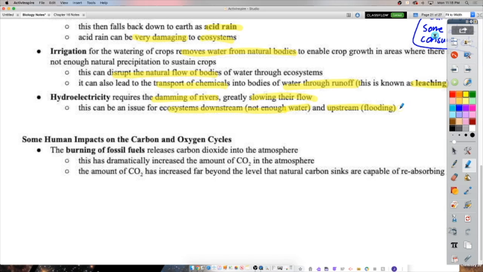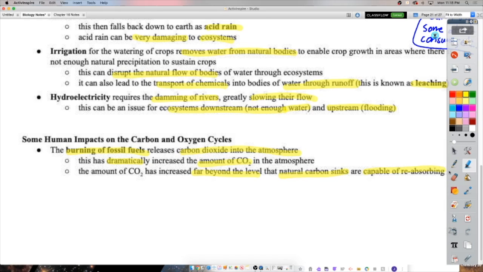Okay, some impacts on the carbon and oxygen cycle. The big obvious one is the burning of fossil fuels, right? We release carbon dioxide into the atmosphere in amounts that have never been seen before. Tons of it, literally tons and tons and tons of it. And this has dramatically increased the amount of CO2 in the atmosphere. It is far beyond the level that natural carbon sinks are capable of reabsorbing, right?